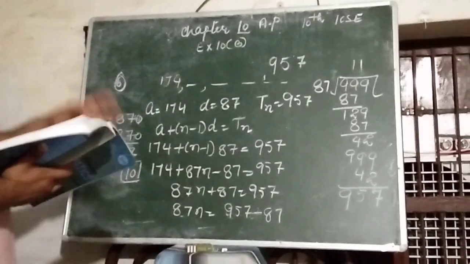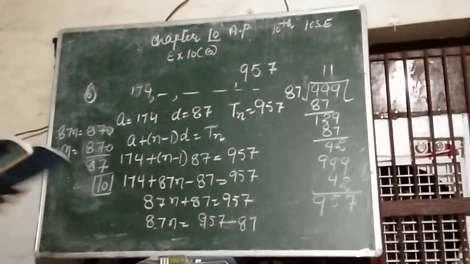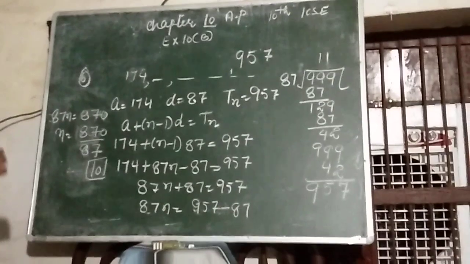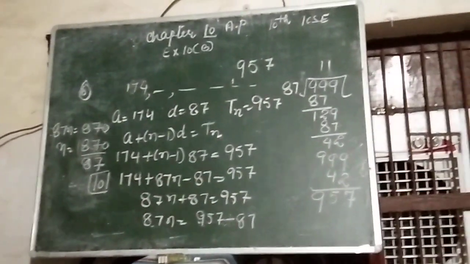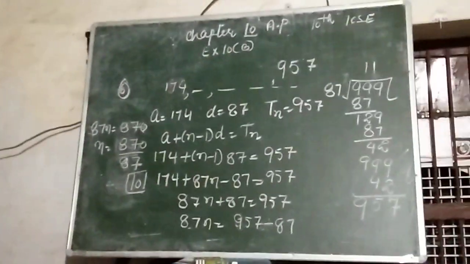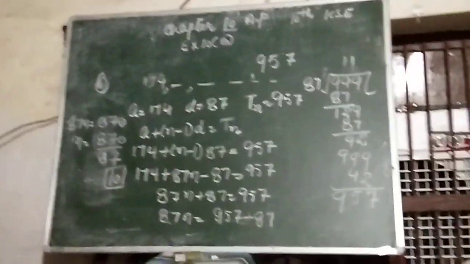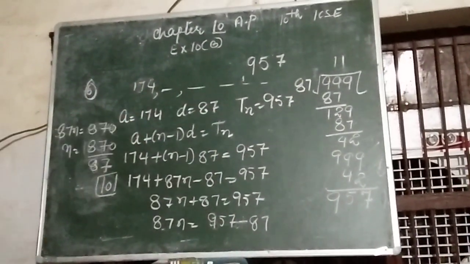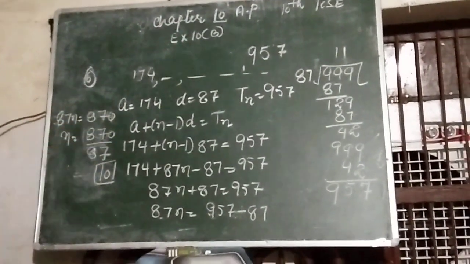Students, one more question we will do. I just read the statement. How many 3-digit numbers are divisible by 87? It means we have to find the number of 3-digit numbers which are divisible by 87. So the first number divisible by 87 is 174. Obviously, if we add 87 to 87 we get the first 3-digit number, that is 174. So first term we got 174. Then the difference is 87, so D is 87.